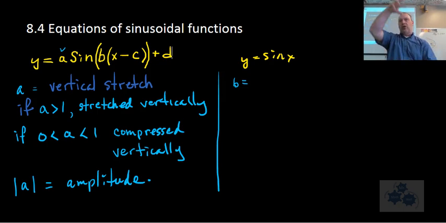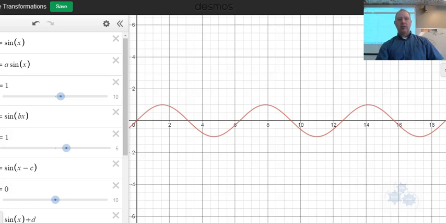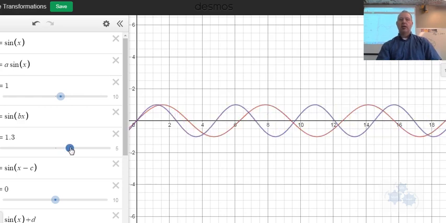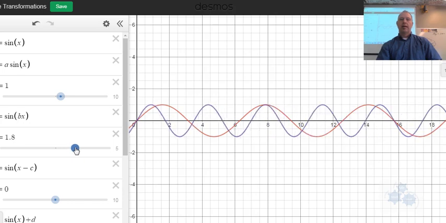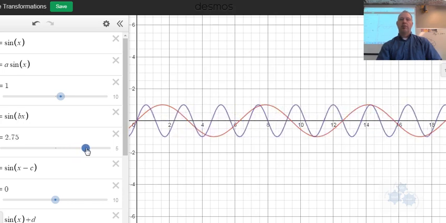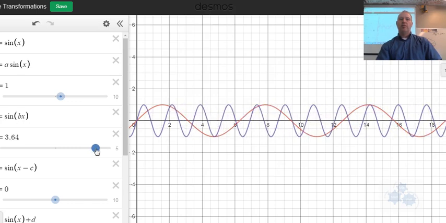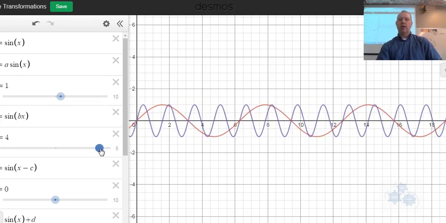So a is a vertical stretch. B, let's see what happens when we change b. Here is y equals sine of bx, the purple one here. Right now I've got b equals 1, so sine of 1 times x is the same as sine of x. If I change b, watch what happens. I'm going to increase b. Look at that. It squishes it up horizontally. This is a b value of 4. So you take a regular old sine graph and you squish it up. If the b value gets larger, it squishes it up.